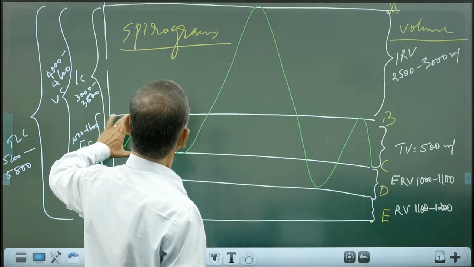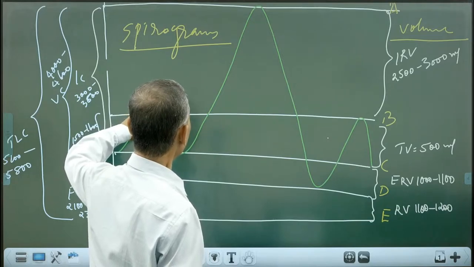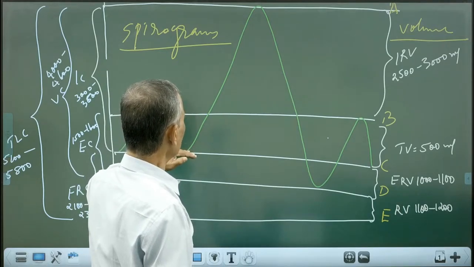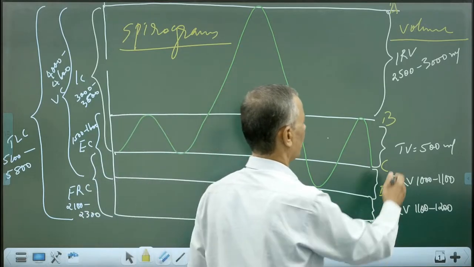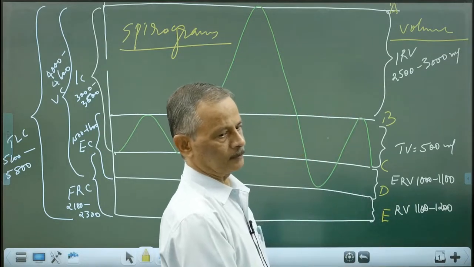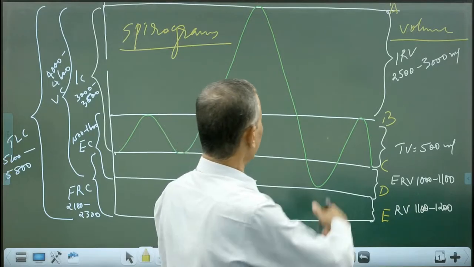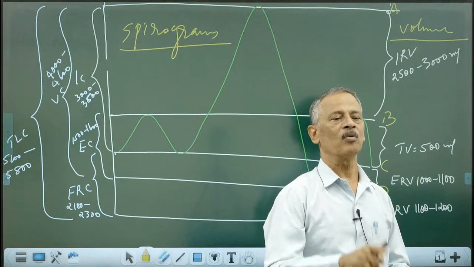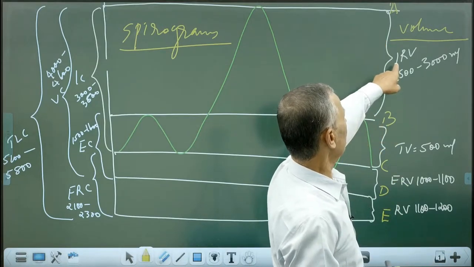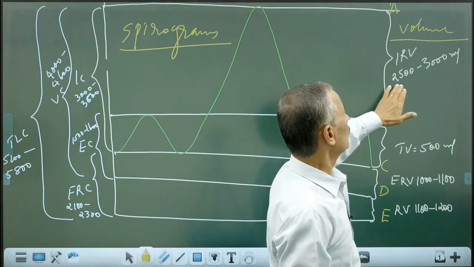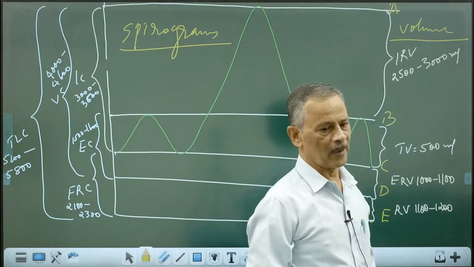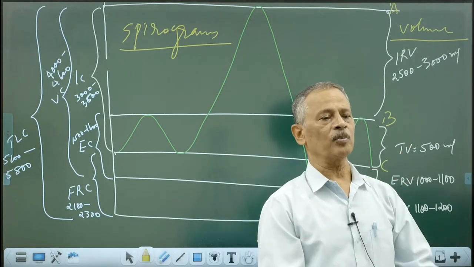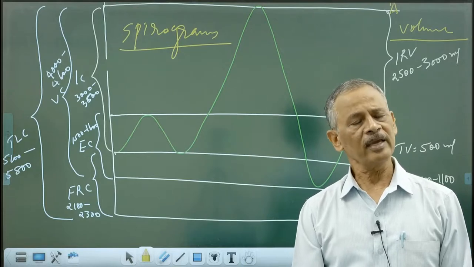So what are these volumes? One, the normal volume of air that we take in during normal breathing is equal to the normal amount of air that we breathe out. Inspiration is equal to expiration. This volume is called tidal volume, which is 500 ml. But we can take an additional volume by a deep breath after a normal inspiration. That additional volume is called inspiratory reserve volume, which is 2500 to 3000 ml. This graph is not in our books. Similarly, even after sending out a normal volume of air, I can also send out an additional volume of air.